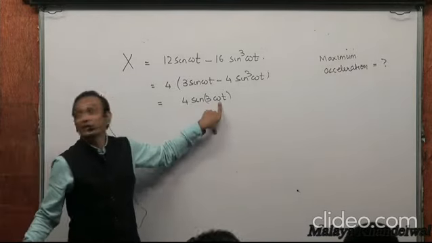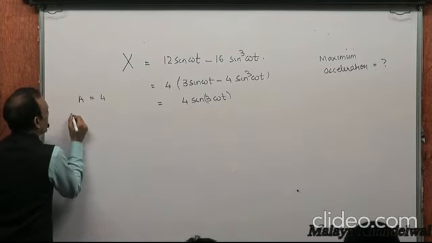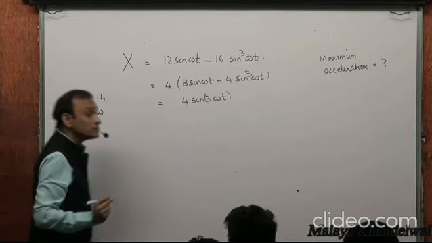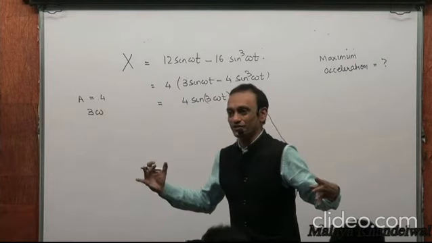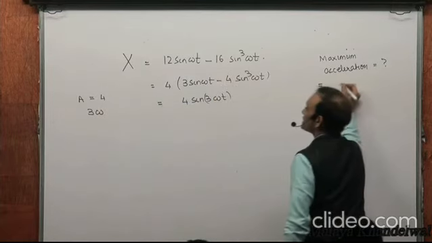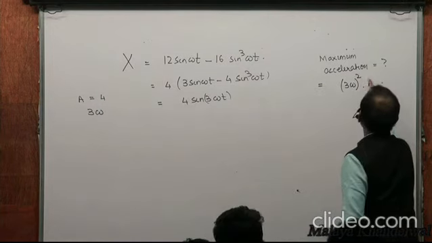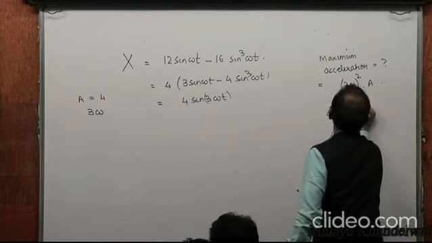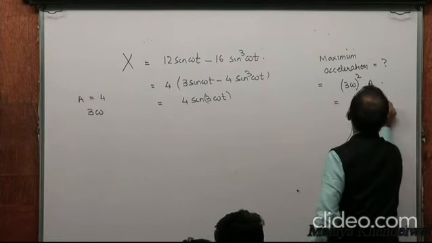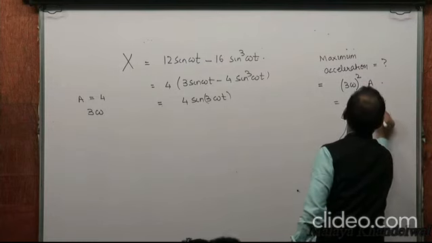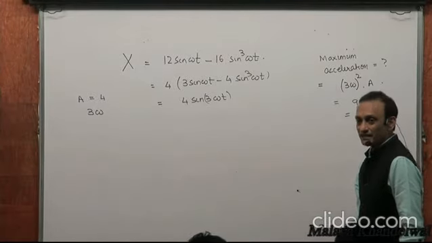And angular frequency is 3 omega. So 3 omega is the angular frequency. And maximum possible acceleration is angular frequency squared into amplitude, right? Maximum possible acceleration is angular frequency squared into amplitude. So that is 9 omega squared A. A is 4. So that is 36 omega squared. 36 omega squared is the maximum possible acceleration, right?